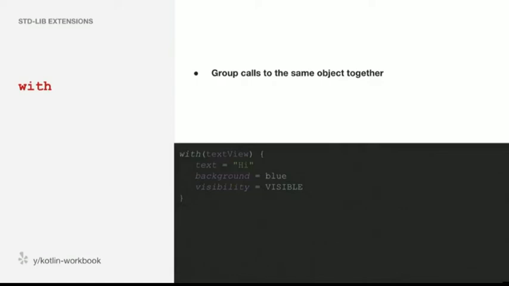All of these functions are inline functions, so they come with no added runtime complexity. When they compile, it will be the exact same bytecode as if you call textView.text, textView.background, textView.visibility. It's just a bit nicer code and a bit nicer way to structure things.